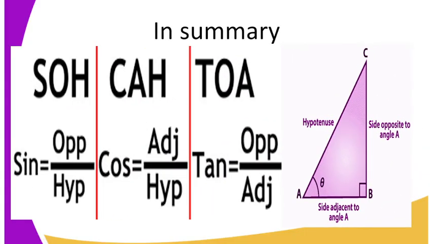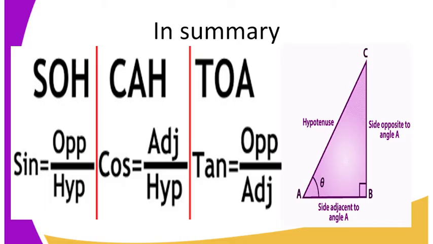So in summary, to get the sine, you do opposite over hypotenuse, we call it SOH. To get the cos, you do adjacent over hypotenuse, we call it CAH. And to get the tan, you do opposite over adjacent. So you can say SOHCAHTOA. We usually say SOHCAHTOA. For sine is opposite over hypotenuse, cos adjacent over hypotenuse, and tan opposite over adjacent.